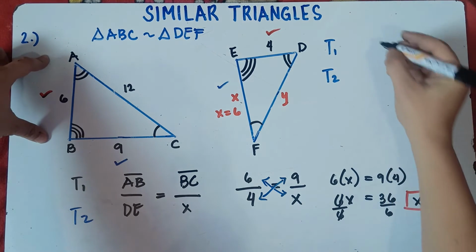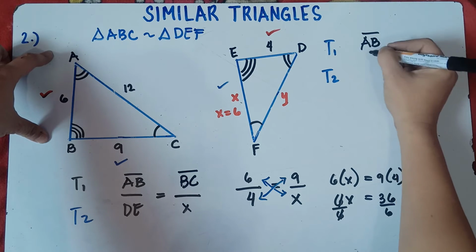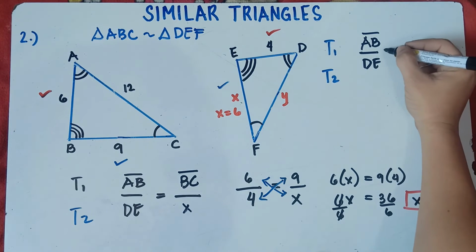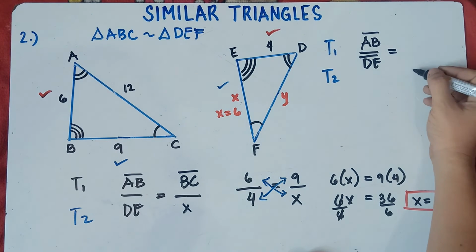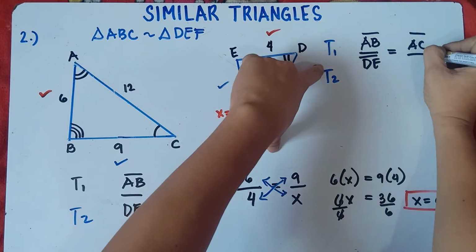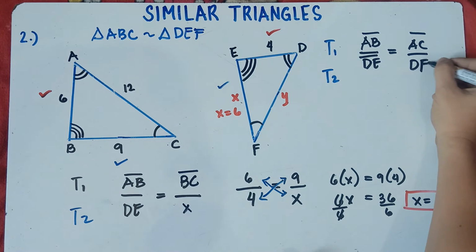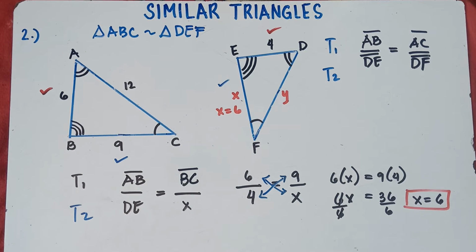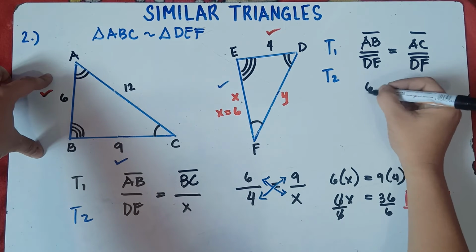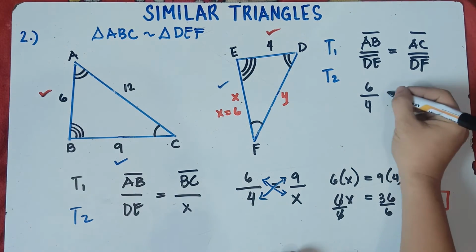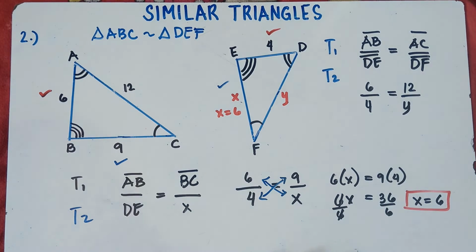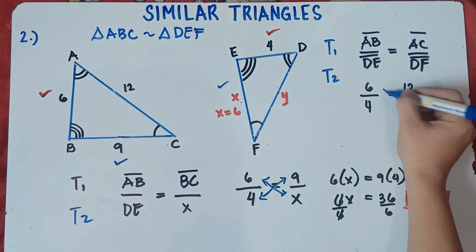So triangle 1, line segment AB over this side, which corresponds to this side, DE, is equal to line segment AC over line segment DF, and that is Y. So let's just write DF first. So AB is, what's the value of AB, class? That's correct, that is 6 over DE, which is 4, is equal to AC, which is 12, over DF, which is Y. So then we cross multiply.